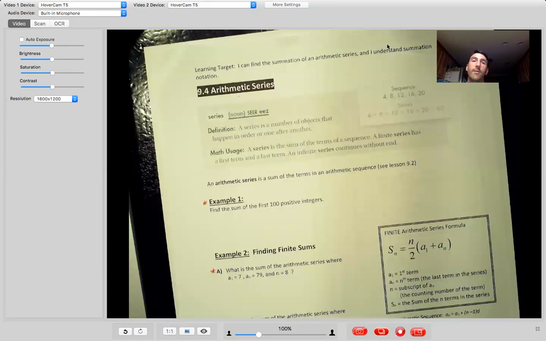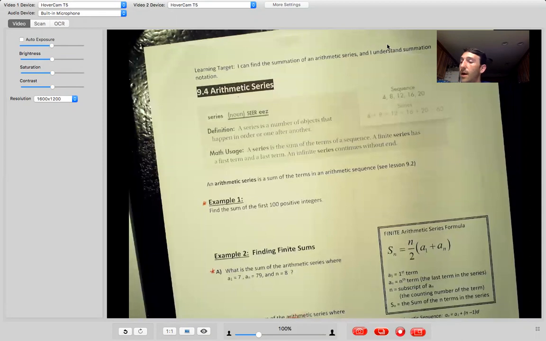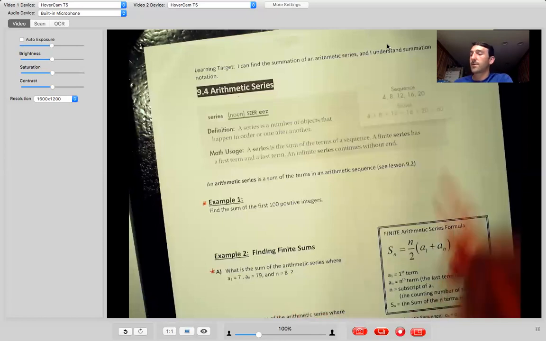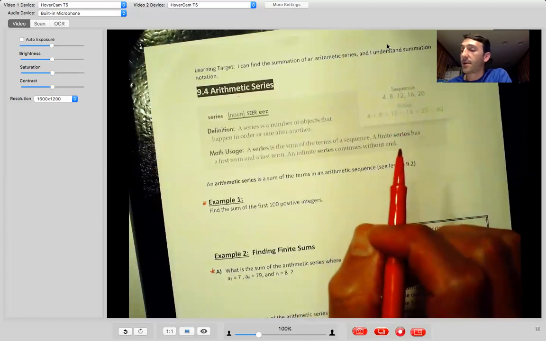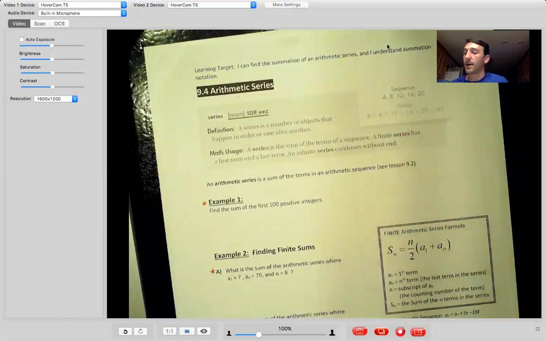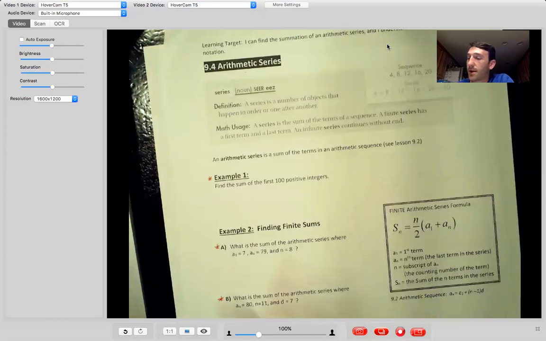Anyways, this is 9-4, which is an arithmetic series. We've already done arithmetic sequence. Now we're going to get into series. The difference is that a sequence just goes on and on. A series has a finite number of terms, and so we're going to learn how to find the summation of those terms. An example of what I mean would be example 1.